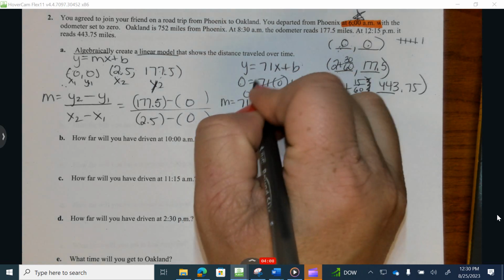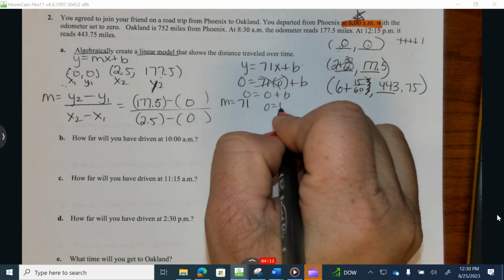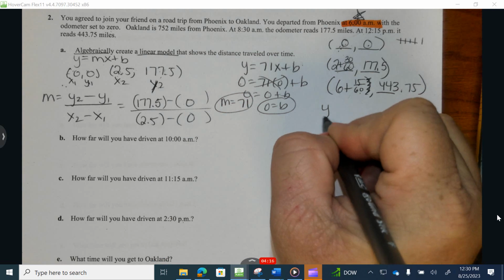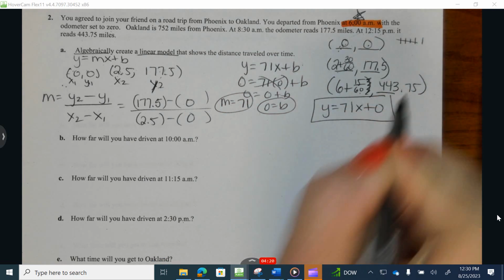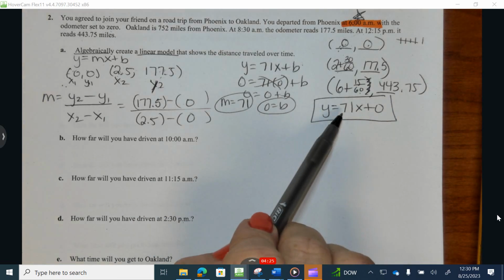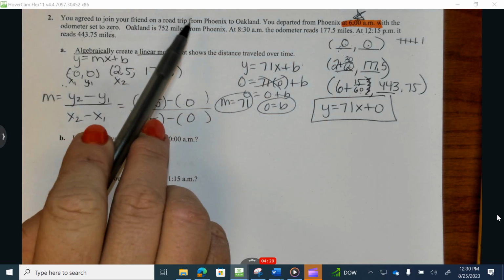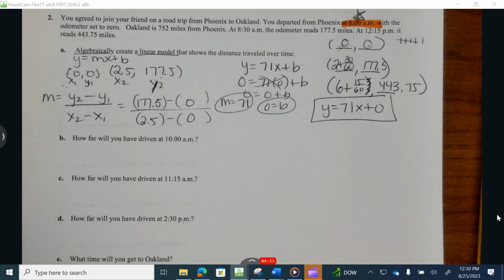So 0 equals, anything times 0 is 0. And we don't have to subtract 0. We get b equals 0. Now I have a b and I have an m. Here's my equation. y equals 71x plus 0. Is it essential you put a 0 there? No, it's not essential. But this will allow us to see how many miles you and your friend have traveled since leaving Phoenix at 6 a.m. So at any given point in time, we can see how many miles you have driven.